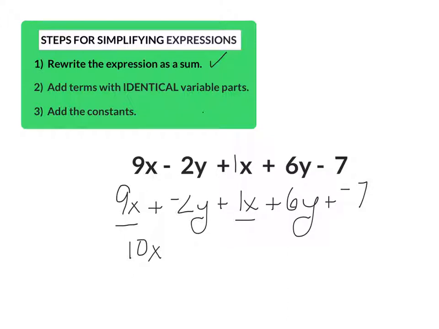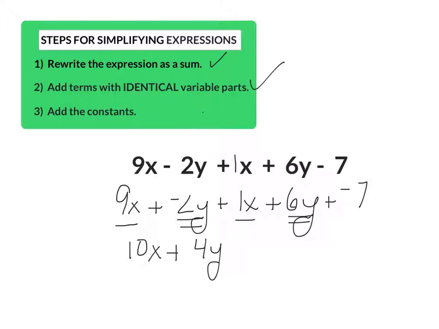Next, I have to add the terms that have y as the variable part. So I'm going to add negative 2y and 6y together. Negative 2y plus 6y is 4y.